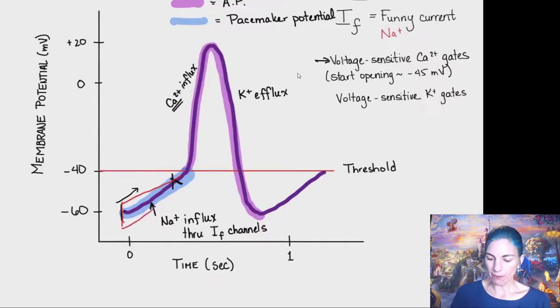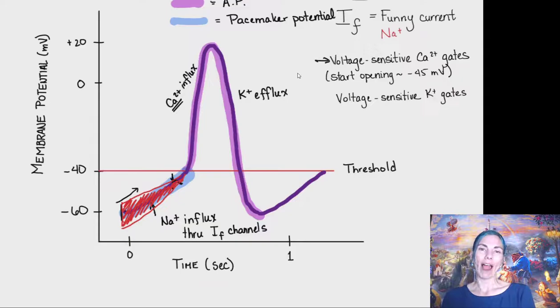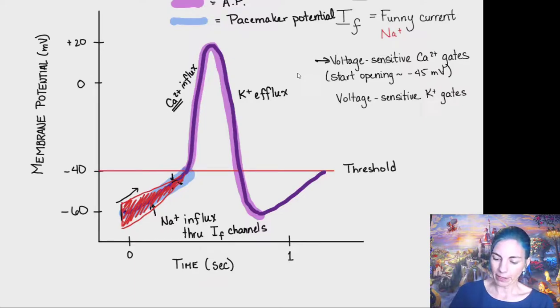And I'm just going to create a thickness of line to show how much sodium is coming in. So you can see it's tapering off, which tells you that as the membrane depolarizes, less and less sodium comes in. By the time you're at minus 40, the funny gates are completely closed. So funny gates are completely closed by minus 40.